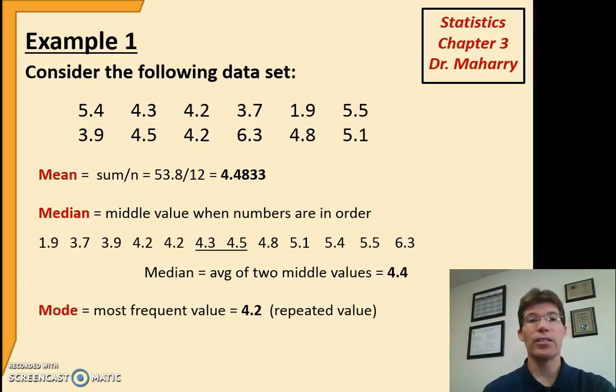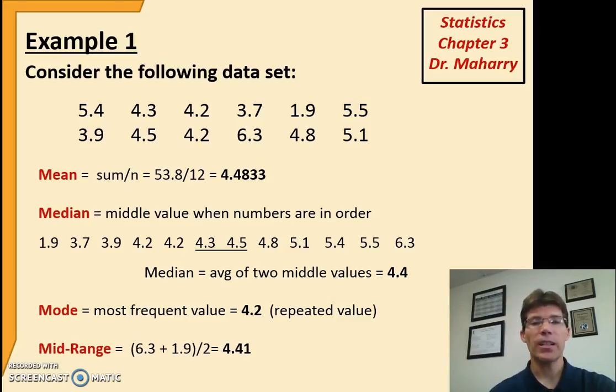In this case, there is a mode. Notice 4.2 is repeated. In a lot of numerical data sets, you don't have a mode. There may not be any numbers that are repeated. The mid-range is simply the average of the lowest and highest. So the smallest number in this data set is 1.9. The largest is 6.3, so the average of those is 4.41.